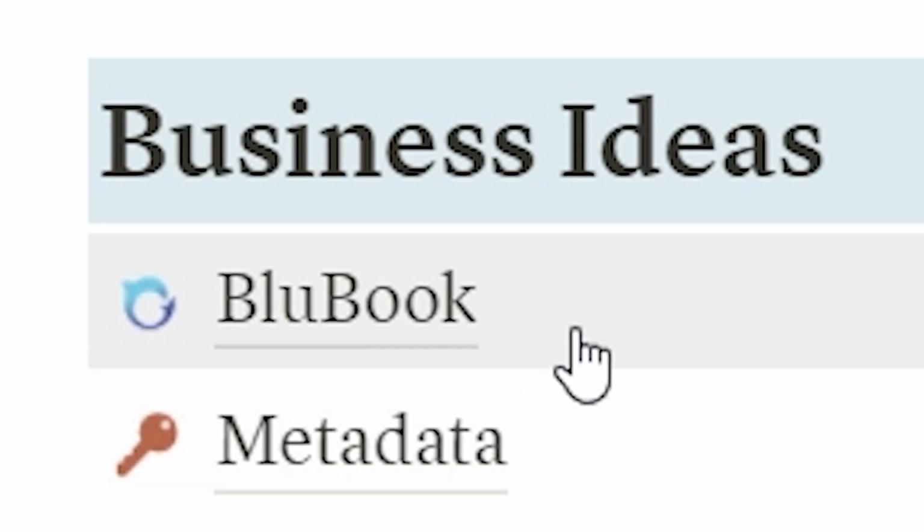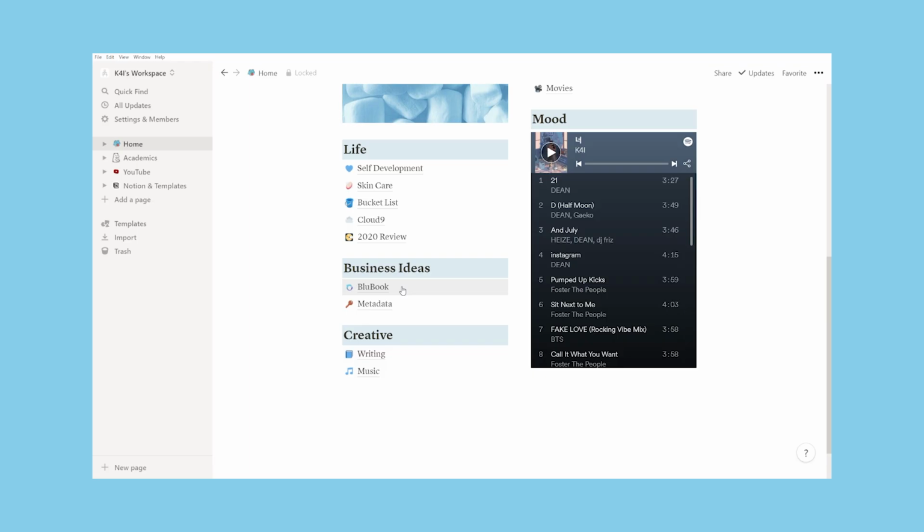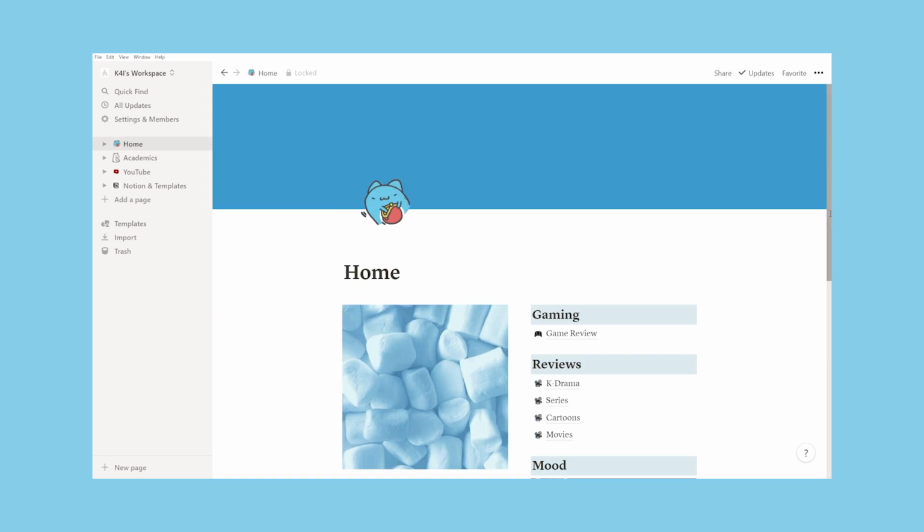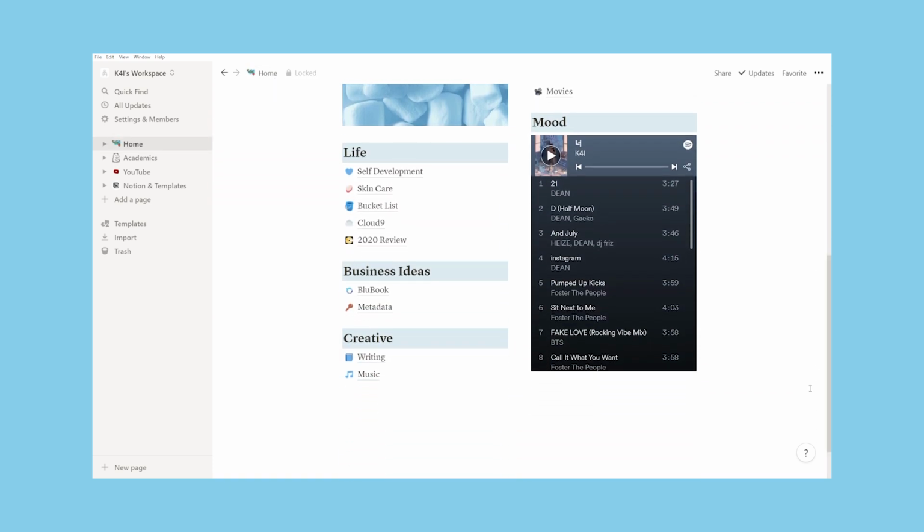You can kind of see the logo I made here. And secondly, this is the page for my metadata. It's a page for information about accounts and stuff because I forget a lot. I'm a forgetful dude. And lastly, on the first column, here we have the creative category.